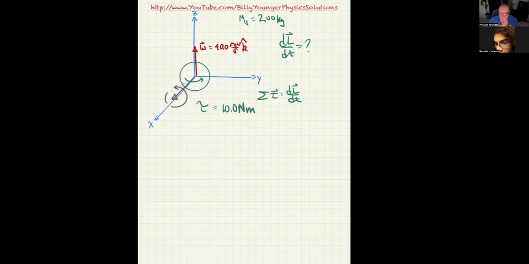They gave you the answer. It's supposed to be really, really simple. It's 10.0 newton meters i hat, and you can realize that a newton is a kilogram meter per second squared. So a newton meter is a kilogram meter squared per second squared. But in this case, we already knew the torque and we knew it was pointing along the positive x-axis. So they're just asking for the torque. So it's just 10 newton meters.